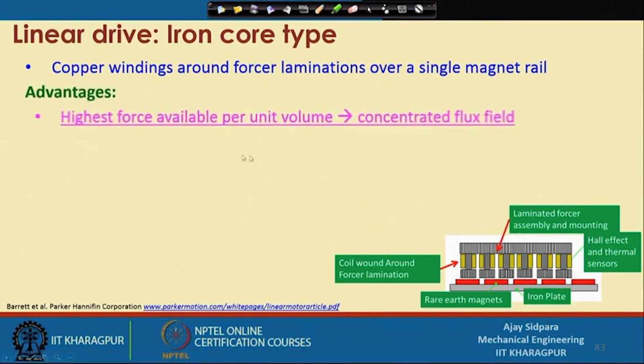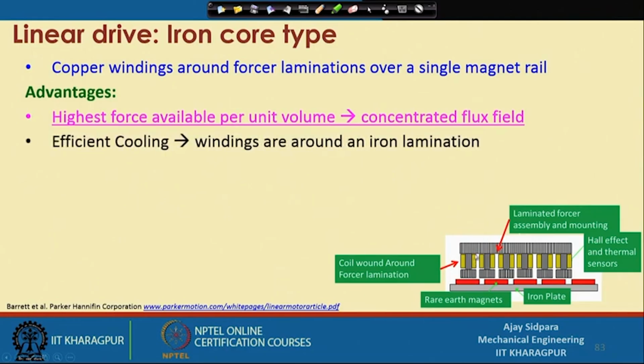So, what are the advantages here? Here you get the highest force available per unit volume, because you get a concentrated flux field. The magnetic flux field is very concentrated, so compared to the other three, not a completely different system, but here you will get more force. Efficient cooling, because the windings are around the iron lamination.